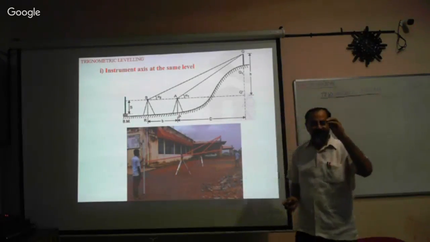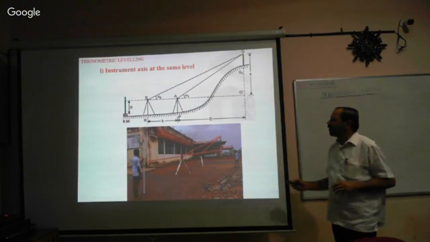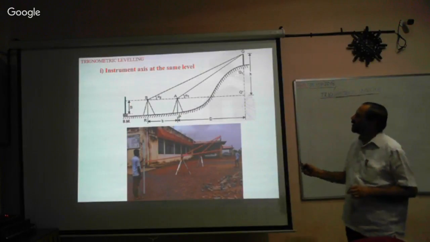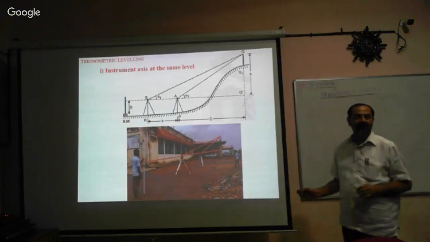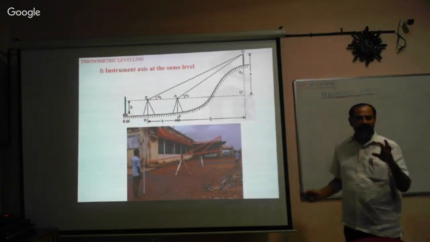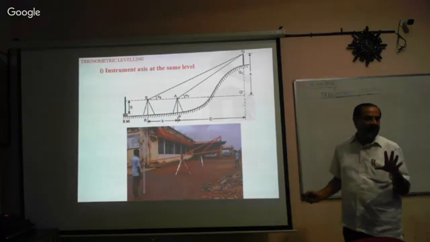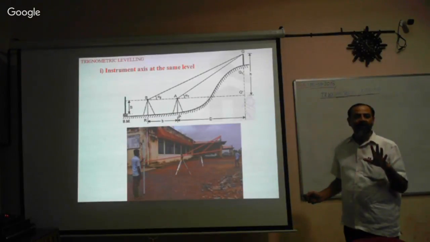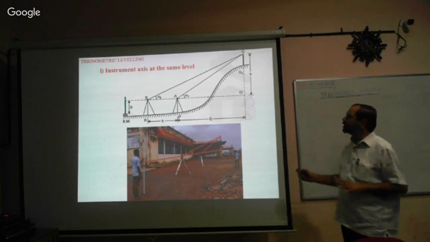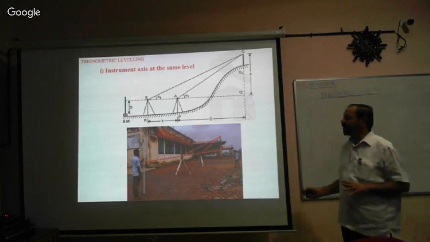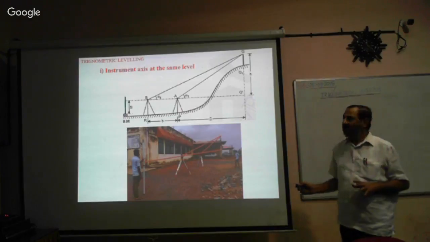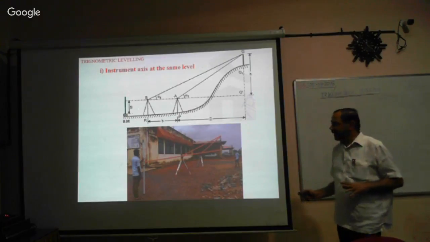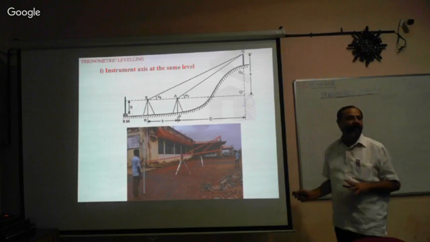Now in this case, when you look at the figure, the diagram, with the first instrument station and second instrument station, do we have 5 data or 4 data? Please revise your answer. How many data do we have?